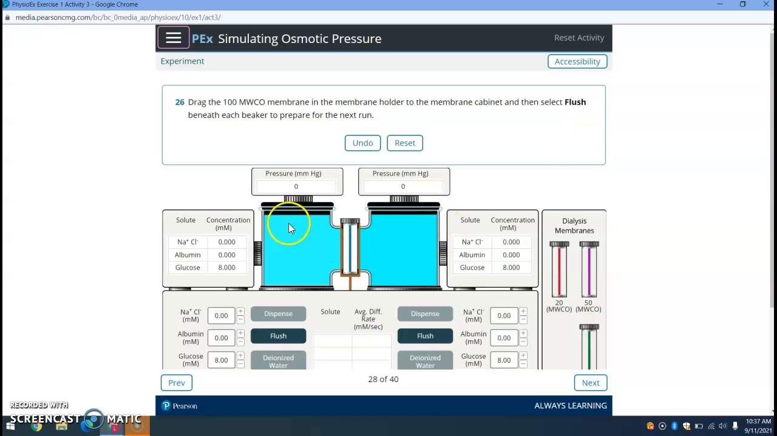drag the 100 molecular weight membrane. Remember, we had 20 molecular weight, which has small pores, and then we had the 50 molecular weight membrane, which has medium-sized pores. And now we are using the 100 molecular weight membrane, which has even larger pores, and glucose is not being able to pass across. So glucose must be larger than the sodium and the chloride ions because glucose can't pass across the larger pores in the 100 molecular weight membrane. Okay, and then flush.